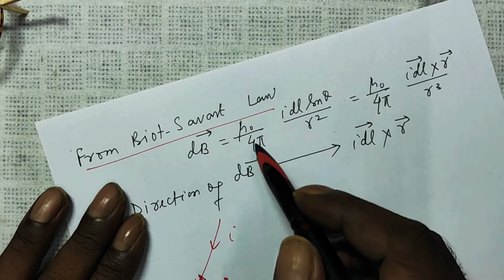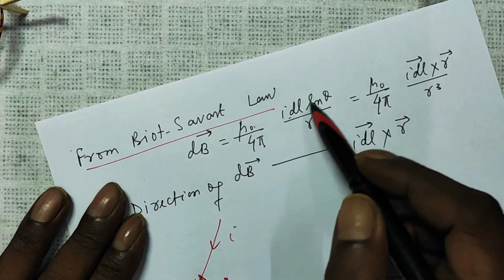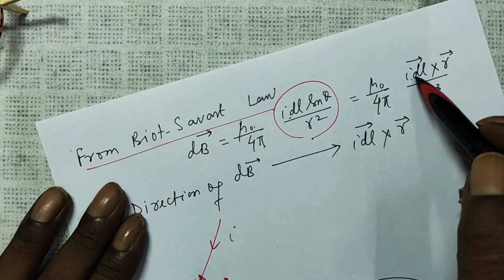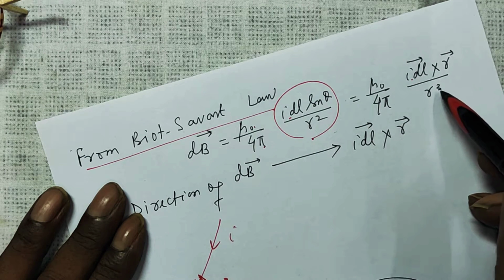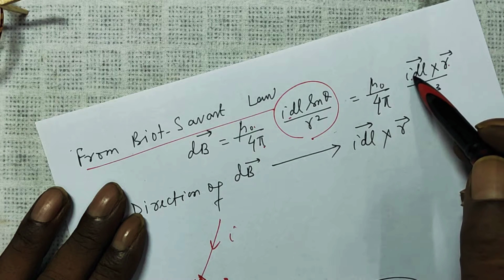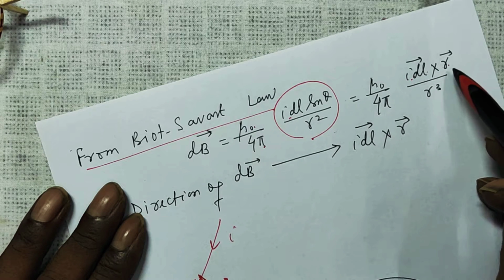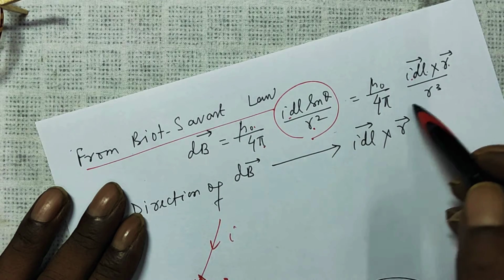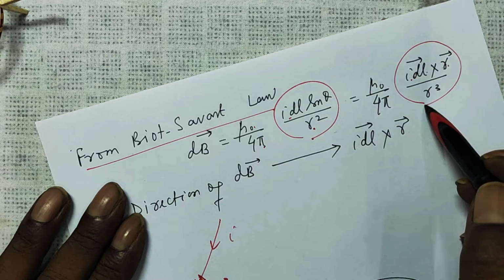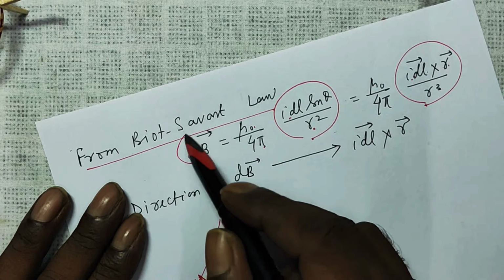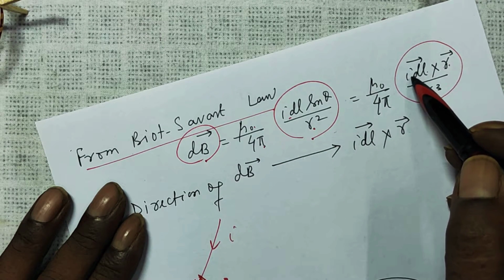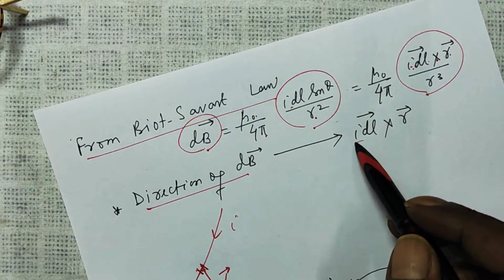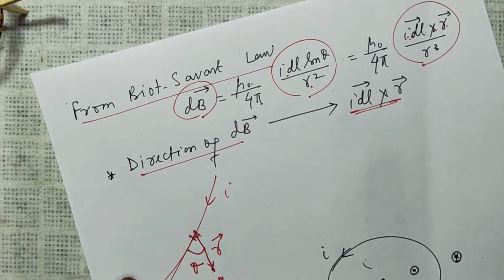according to Biot-Savart law was mu naught over 4 pi, I dl sine theta over r square. So this can be written as I dl cross r over r cube. I dl cross r will be I dl r sine theta. So one r will cancel, so we will be left with r square. I am writing in this vector form because the direction of dB will be given by the direction of I dl cross r, right? That is, the direction of dB will be I dl cross r.